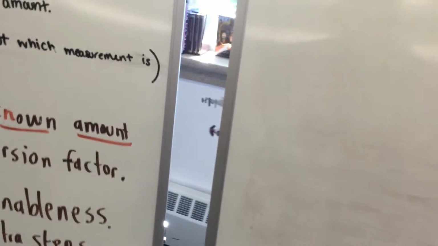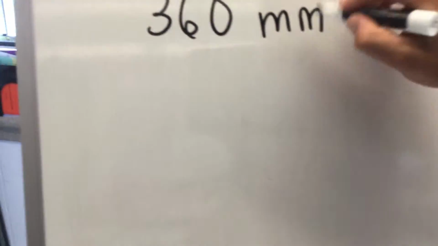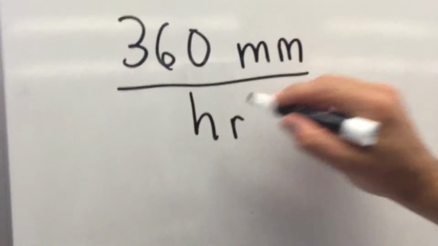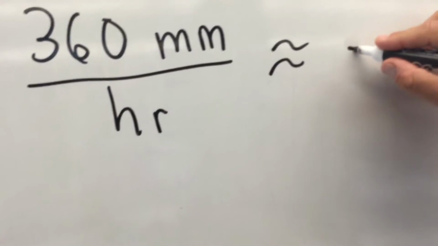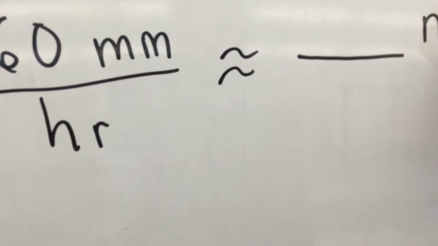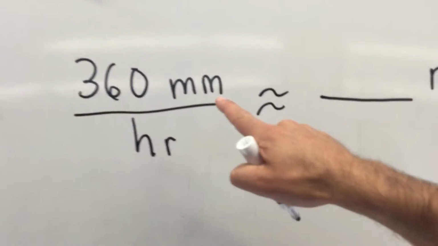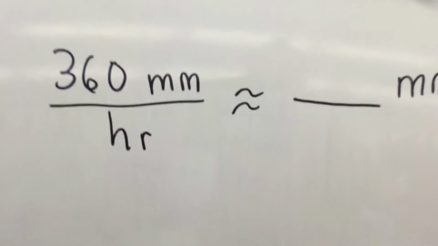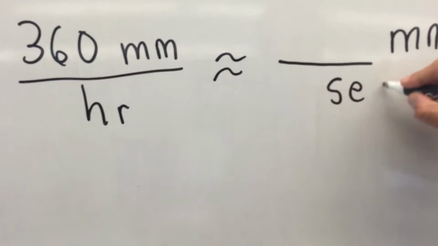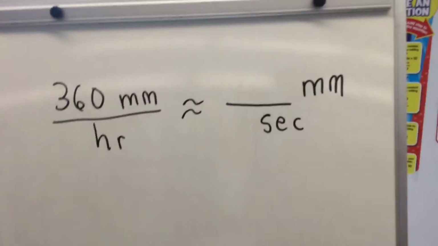Okay, so what if I have 360 millimeters per hour? This is obviously something in speed. It's not very fast because we're talking about millimeters in an hour. Millimeters are the smallest unit of measurement of distance in the metric system. And then what we want to know is how many millimeters per second.